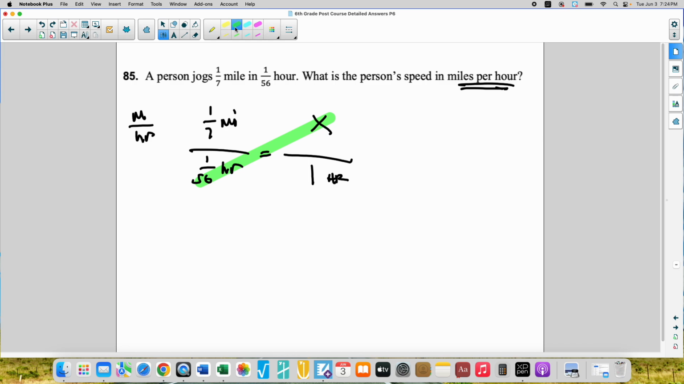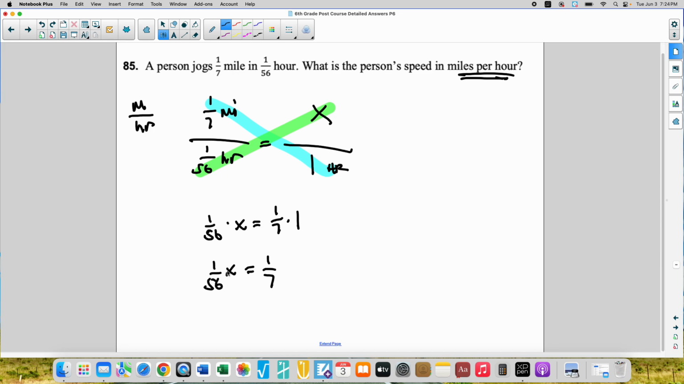So we'll multiply those two, and then we will solve it. So we're going to write an equation. So we have 1/56 times x equals 1/7 times 1. So 1/56 times x, we can just say x equals 1/7. We want to isolate the variable x. What's happening to it? 1/56 is being multiplied by it.